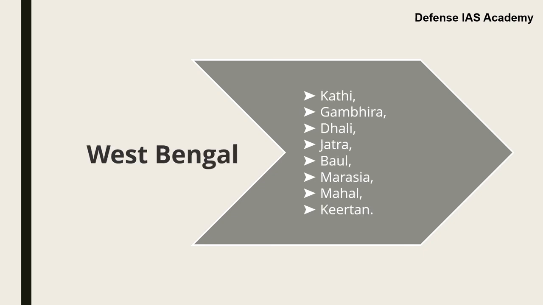Next, we have West Bengal. In West Bengal you have the Kathi dance, Gambhira, Dhali, Chhatra, Baul, Marasya, Mahal, Kirtan. These are the folk forms of West Bengal. Okay, we'll discuss the important ones among these. One is the Gambhira, which is the folk form of West Bengal. It is a traditional and a devotional form of dance. It is usually danced to please the goddess Shakti.